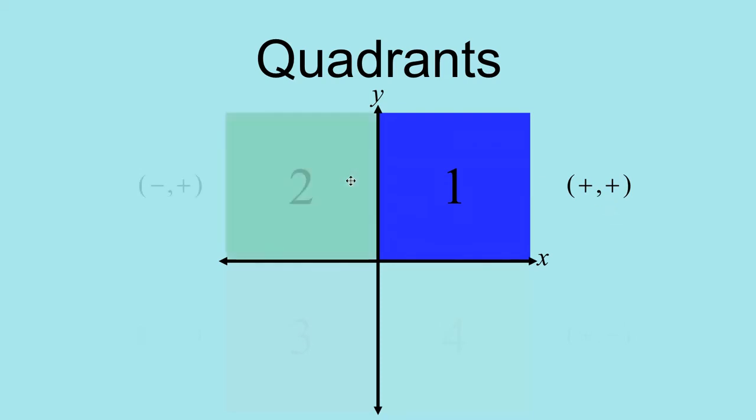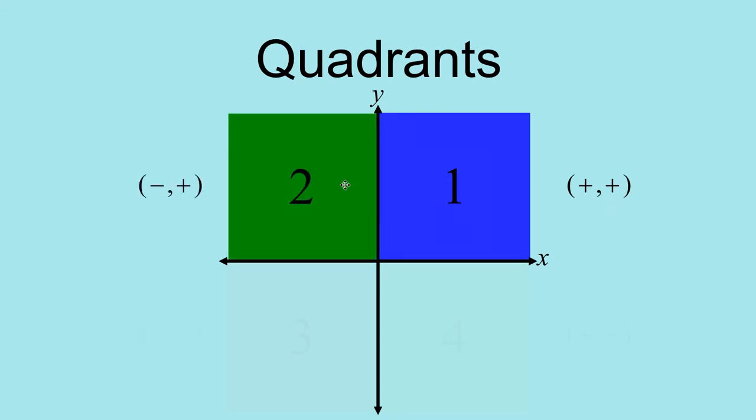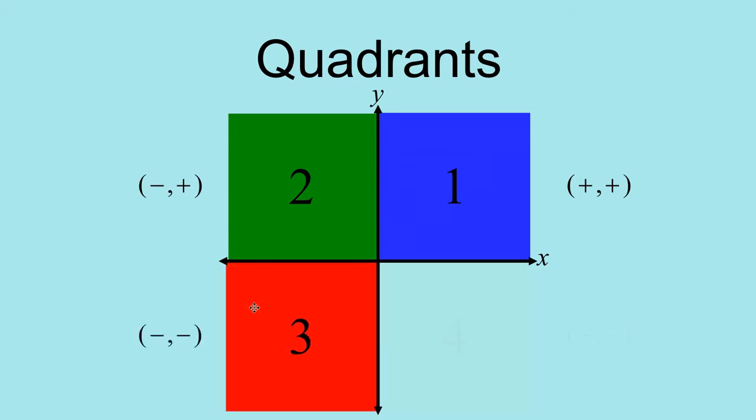Let's look at quadrant 2. Quadrant 2, all the x values are negative and all the y values are positive. Let's look at quadrant 3, where both the x and y values are negative. And then lastly, quadrant 4, we have the x values are positive and the y values are negative.